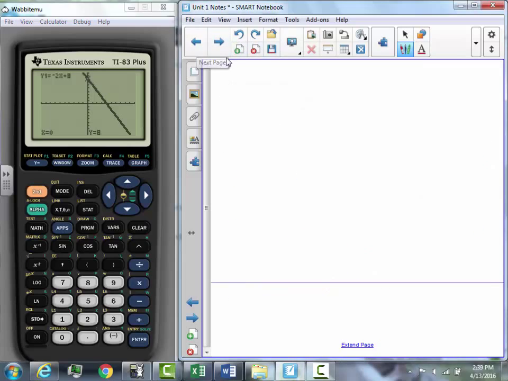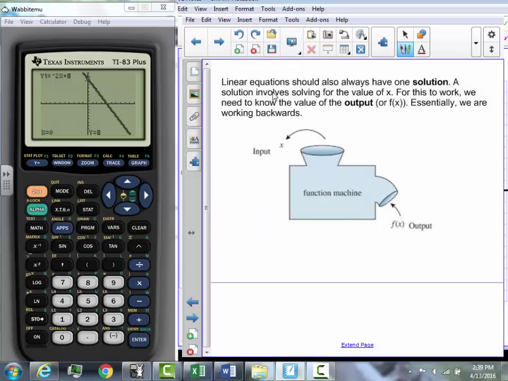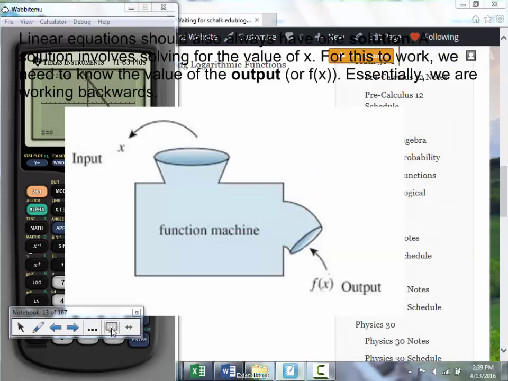Did I have a blank slide after that one? Linear equation should also always have one solution. Oh, okay. For some reason, I got a blank slide in my copy here. Whoa.